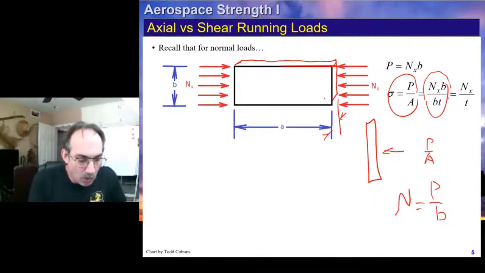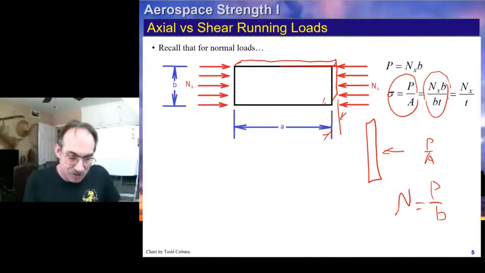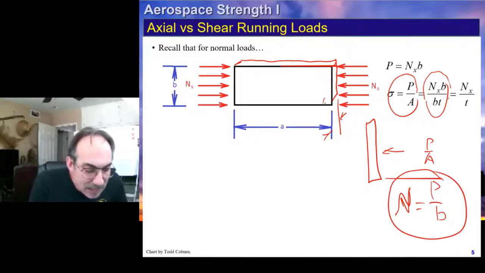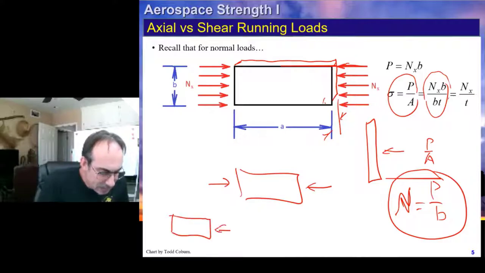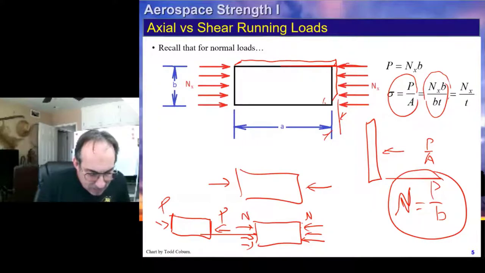Which one's bigger, B or T, right? Usually we assign T to the thin dimension. So the running load is force over the larger dimension. That means it's like having that force acting here. Let me draw it down here. This force acting like this is just like this force. Look, that's a running load. This force P on that surface is like this running load N on this length. And it's just like this stress acting on this area.